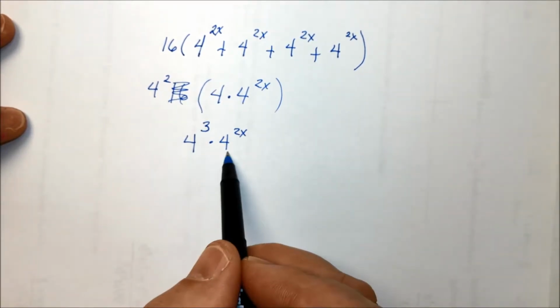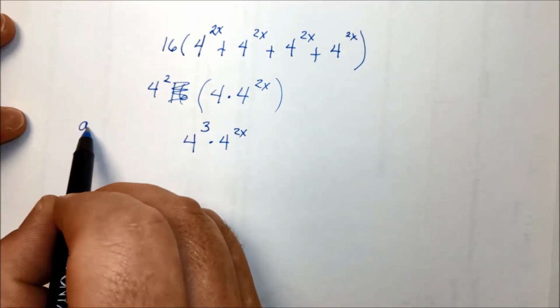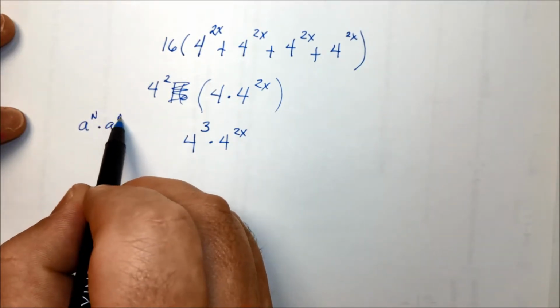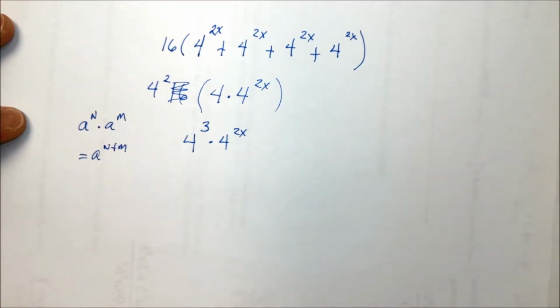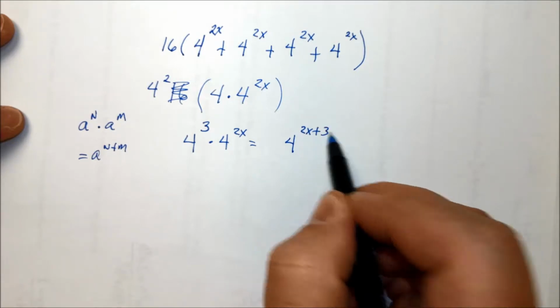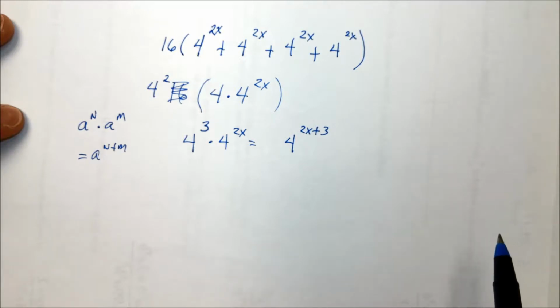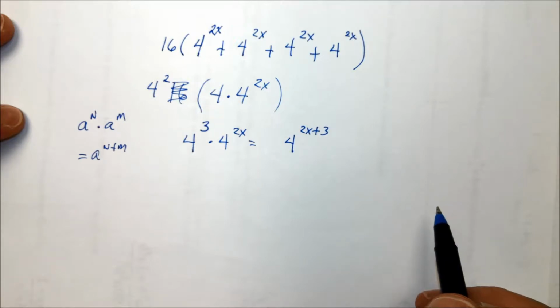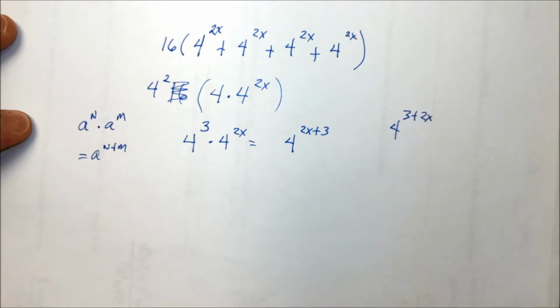Now what do you do when the bases are the same? These are both 4 and you have exponents. Isn't it like this thing again? Isn't that what it would be? You would just add those. So what is 2x plus 3? I think it's just 2x plus 3, right? I think that's it. You think so? And could it be 4 to the 3 plus 2x? Oh yeah, it could be 4 to the 3 plus 2x. That's the same thing.